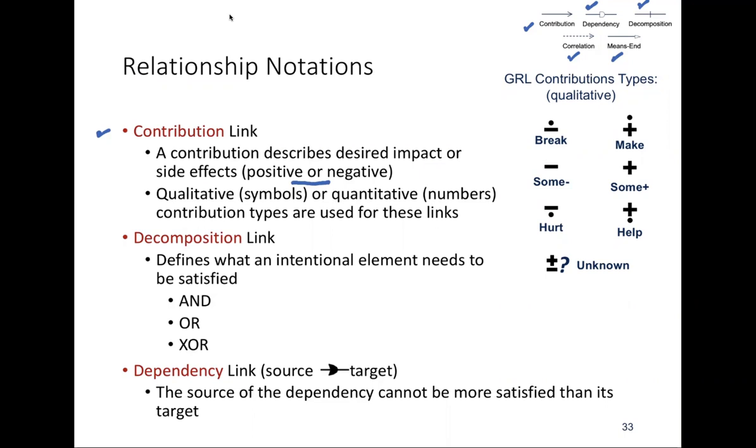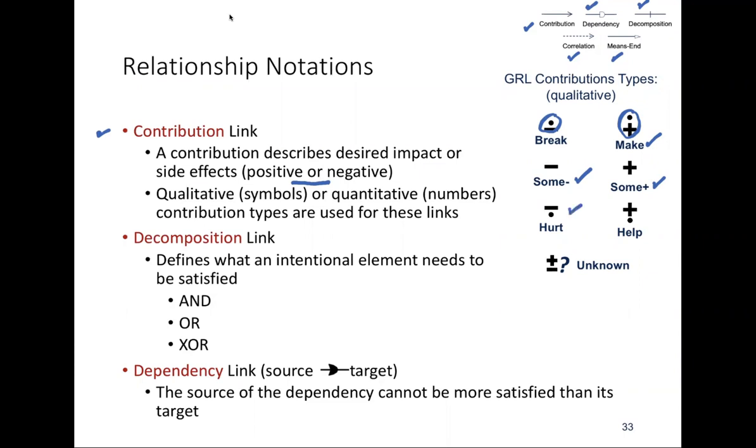So when you see the symbol on the link, that means the contribution is a break contribution. When you see a plus and there's a dot at the top, that means this task is used to make such a goal, or this goal is used to make another goal. So more or less it's like a make relationship. If it's just a plus, that means we have some positive values added. If it's just a minus, we have some negative values added on the contribution link. If it's a dash and then a dot underneath it, we call it a hurt relationship.